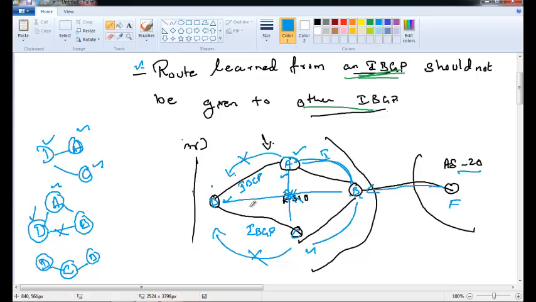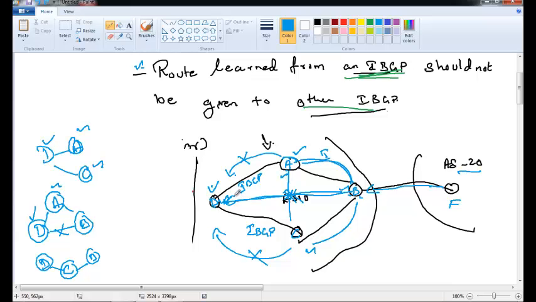If you form B and D as neighbors, B will directly give the route to this IBGP. D need not wait for A or C to give the update. It can take it from B directly. Why? Because it's a neighbor to B. When I make B and D neighbors, the route will be given to D.